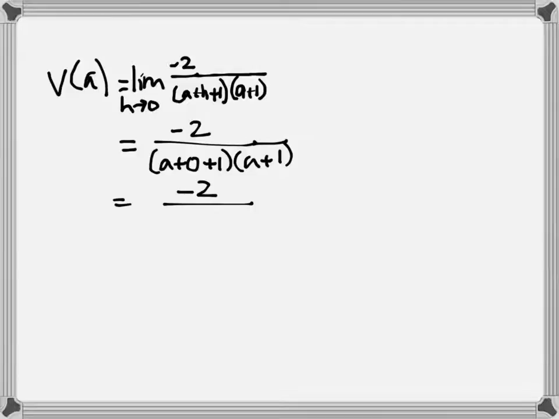So this gives me negative 2 over, actually, a plus 1 squared. If you want to write it as a plus 1 times a plus 1, that's fine. But I've got negative 2 on top, and I've got a plus 1 and a plus 1 on bottom. So we've calculated the slope. This doesn't look like a number, though, and the reason it doesn't look like a number is because we did it for arbitrarily any value for a.